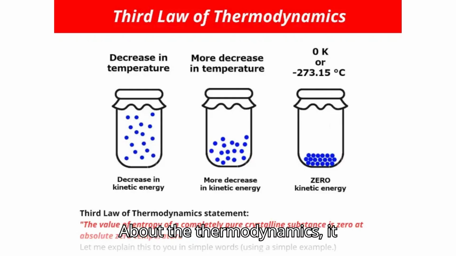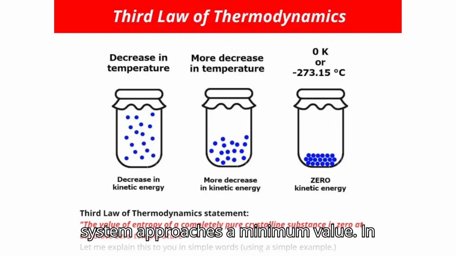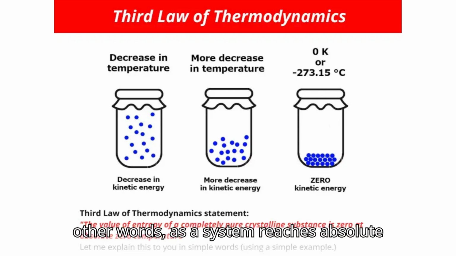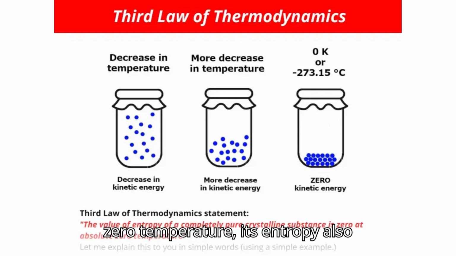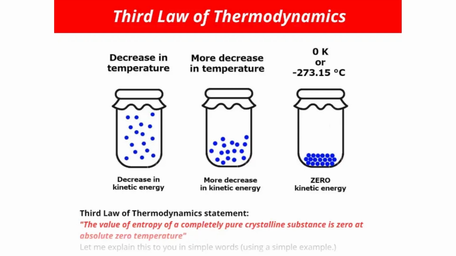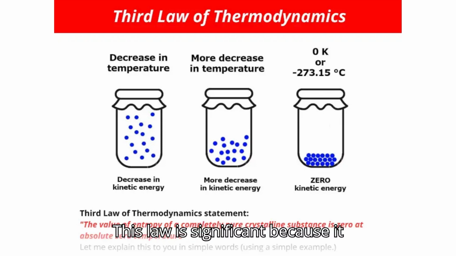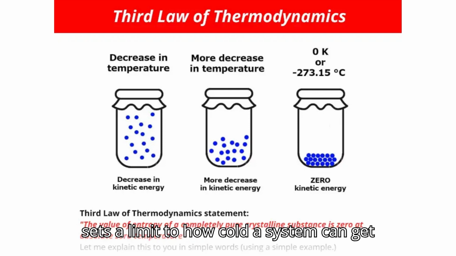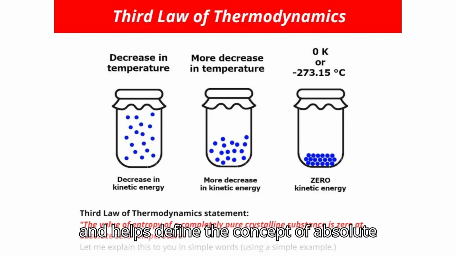About the third law of thermodynamics, it states that as the temperature of a system approaches absolute zero Kelvin, the entropy of the system approaches a minimum value. In other words, as a system reaches absolute zero temperature, its entropy also approaches a minimum or zero value. This law is significant because it sets a limit to how cold a system can get and helps define the concept of absolute zero.